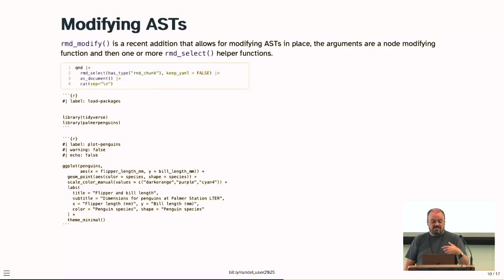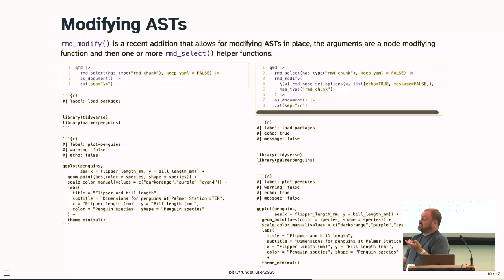So in this particular case, I'm going to start with the original document on the left here. The RMD modify is basically the first function argument is the modification. So in this case, what I'm going to do is use the RMD node set options to basically just set echo equal to true, message equal to false for any chunk that that's applied to. And then I'm going to apply that just to the has type RMD chunk, because trying to do that to a markdown node doesn't make any sense. And rather than throwing an error or just ignoring it, we can subset it and do it specifically as you go through. So what I get here is just the version of that document that is just the code.